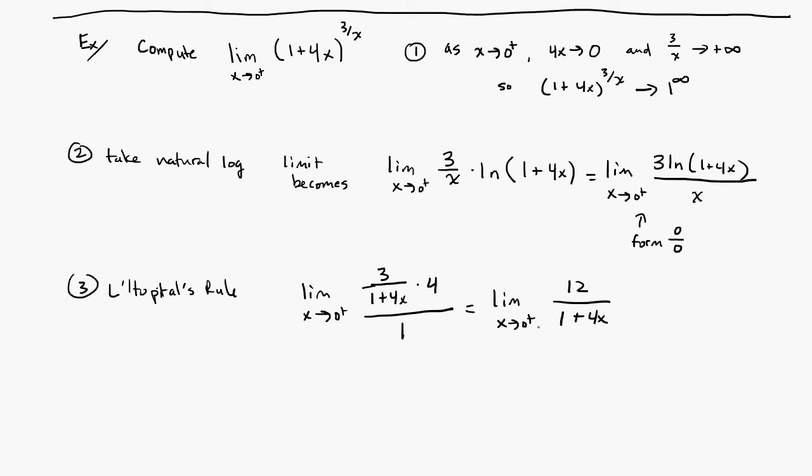Now we can just evaluate this limit. Plugging in 0, you get 12 over 1, which is 12. So this limit is equal to 12. But again, because we took the natural log in the beginning, that changes the function, so we have to undo it to get the original answer. So we exponentiate, and the answer would be e to the 12th power.